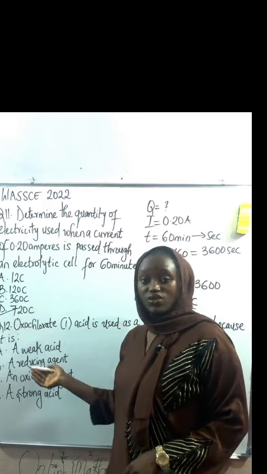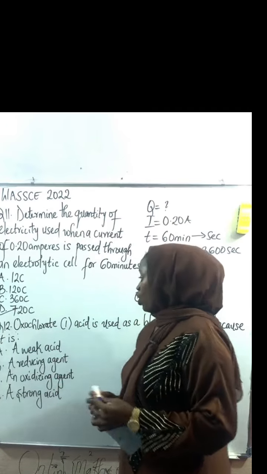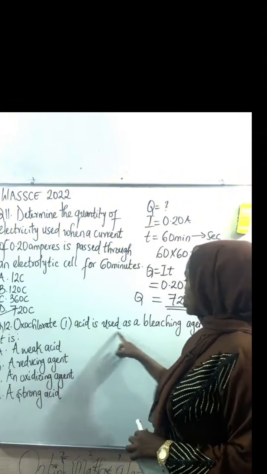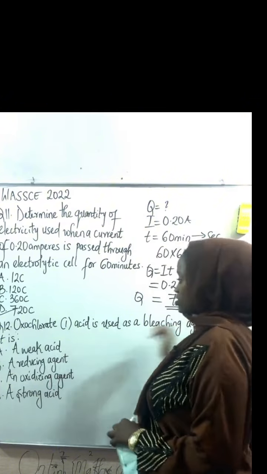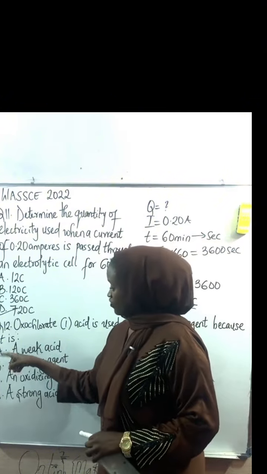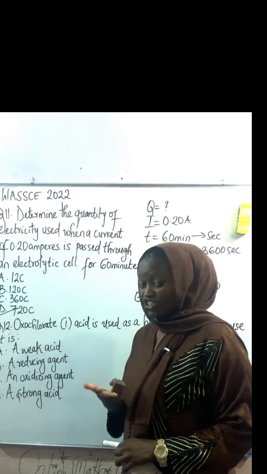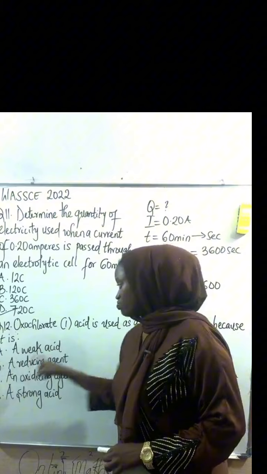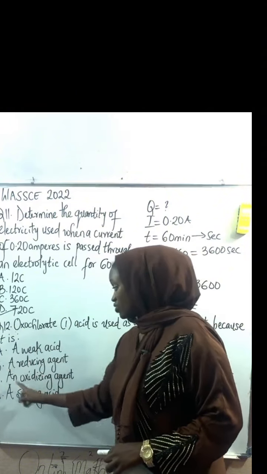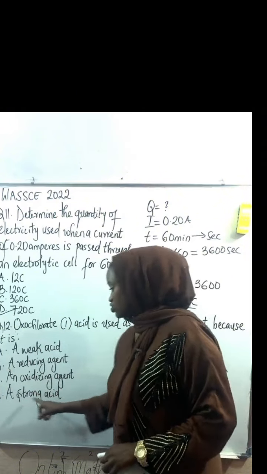So let's move on to the next question, which says, oxochlorate 1 acid is used as a bleaching agent because. So we have 4 options here. The first option says the reason why oxochlorate 1 acid is used as a bleaching agent is because A is a weak acid, B says a reducing agent, C an oxidizing agent, D says a strong acid.